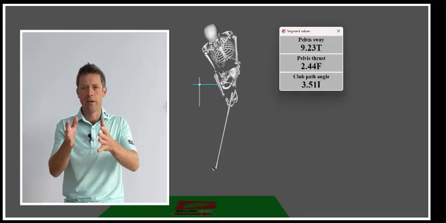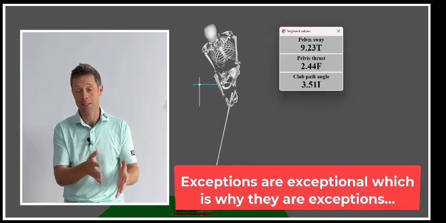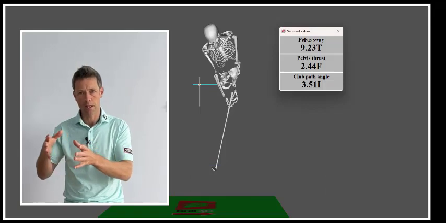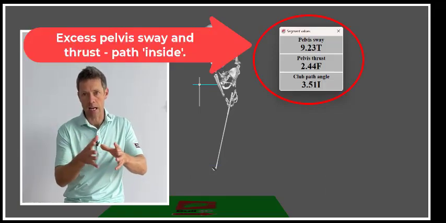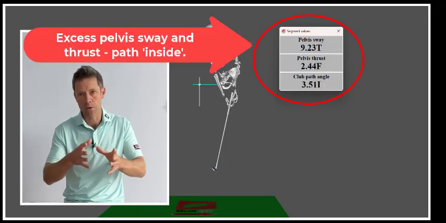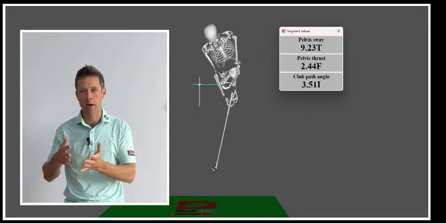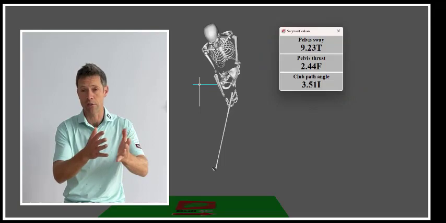Again, there are always exceptions, but exceptions are exceptional, which is why they first became an exception. Typically speaking, when we start to see the pelvis move excessively laterally towards the target and also start to thrust towards the ball, that can often connect back to that path being moved somewhat to the right, and vice versa.